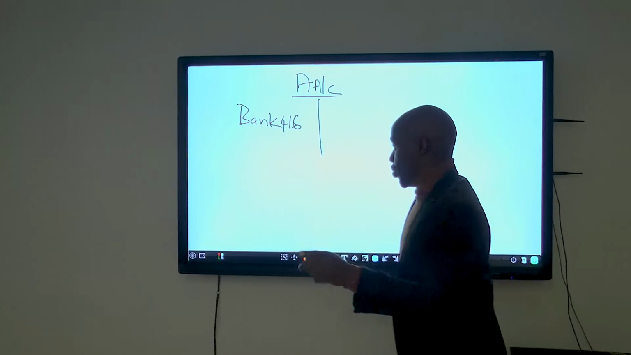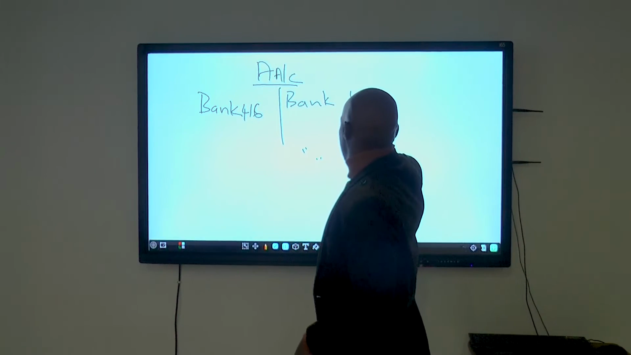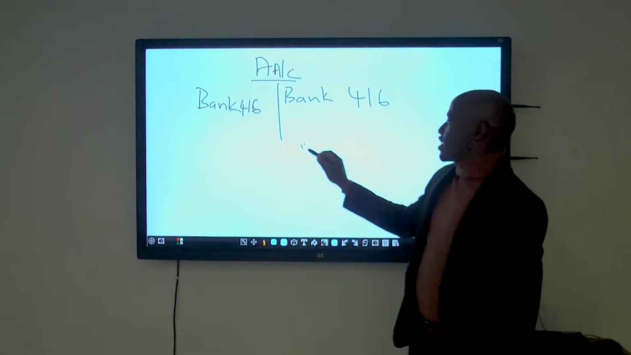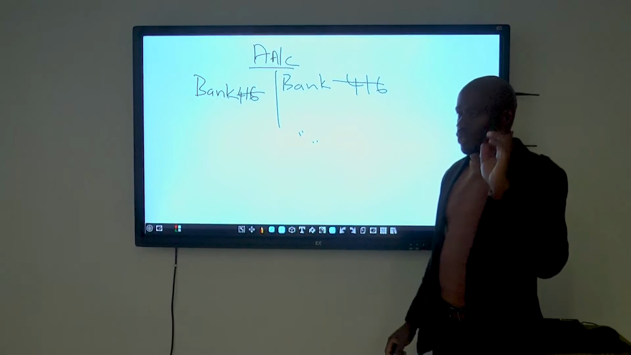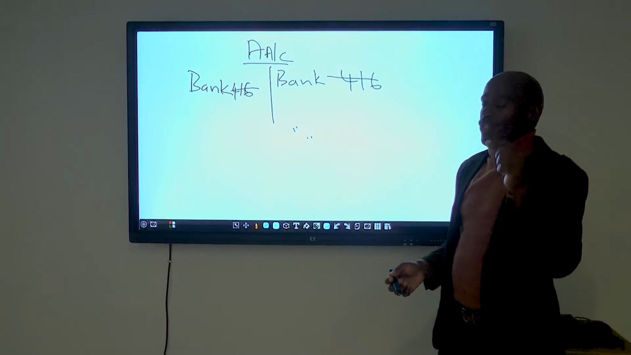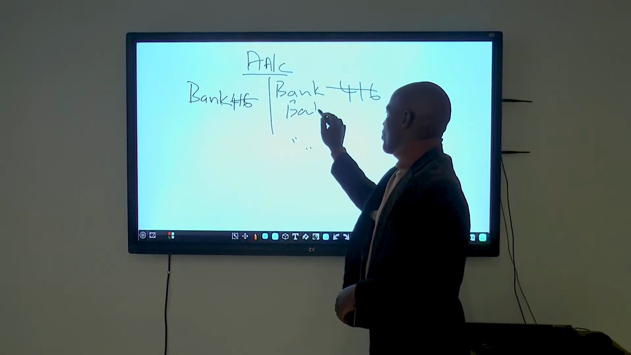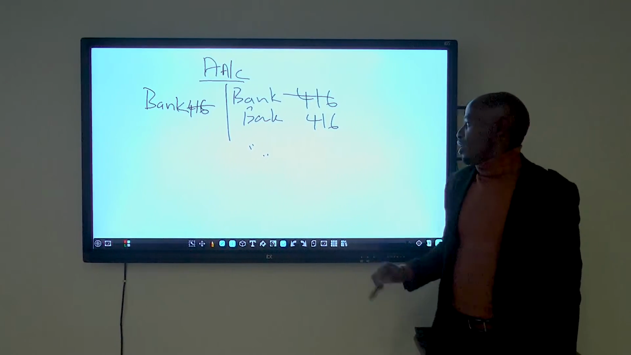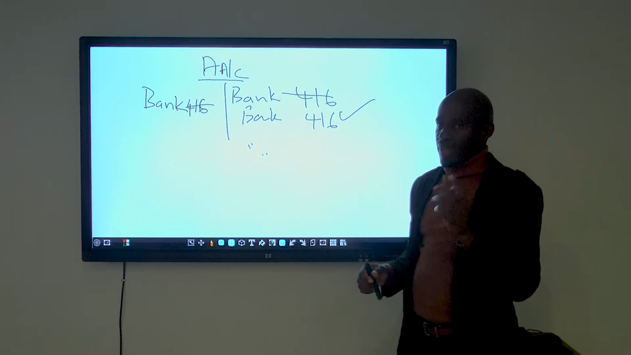What then should we do? We need to record here bank 416. But doing this will only serve one purpose, which is to cancel out the error. It does not serve to show us that A settled his account. We need to record and show that A settled his account. So there is need for another entry of 416. Now this is showing that A has settled his or her account.